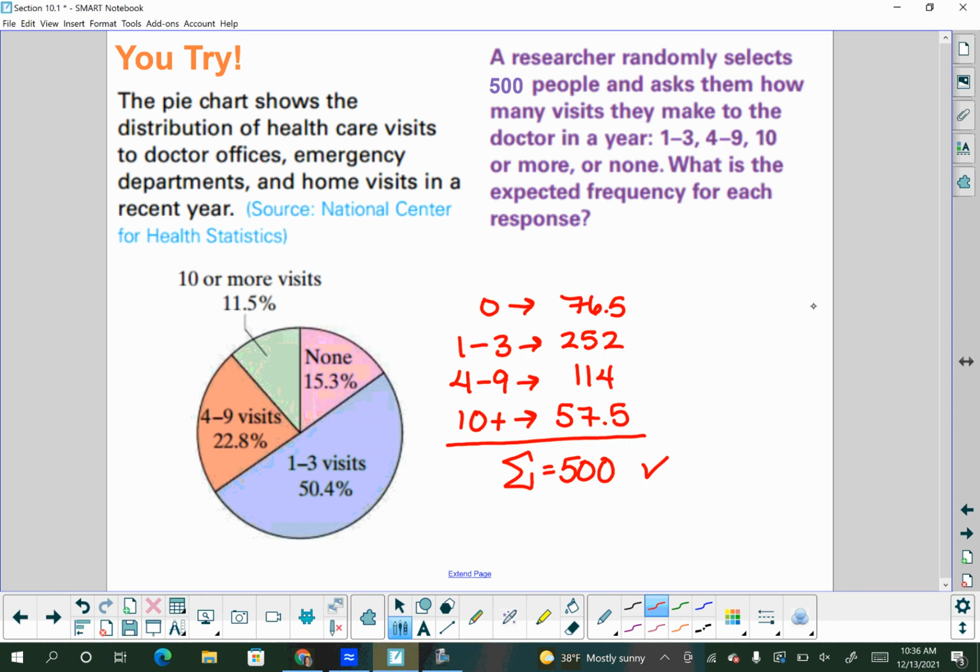Let's see how you did. 76.5, 252, 114, 57.5. Sum is 500 at the end. Double check. Any questions? Getting expected frequencies. Cool. Okay.